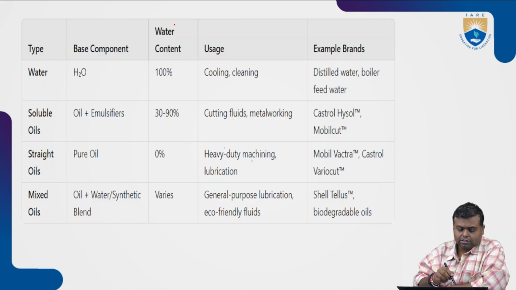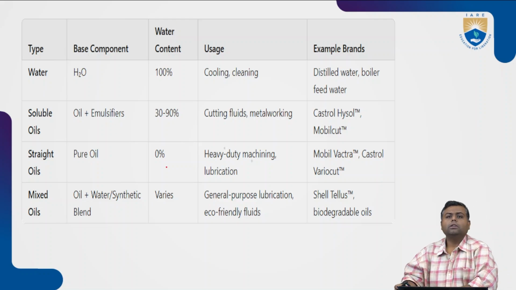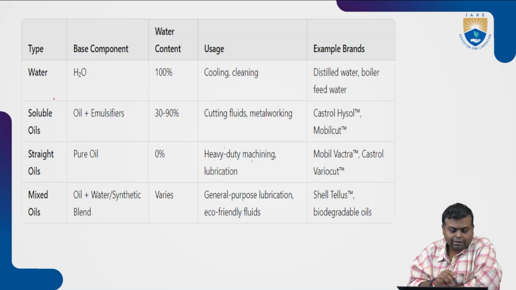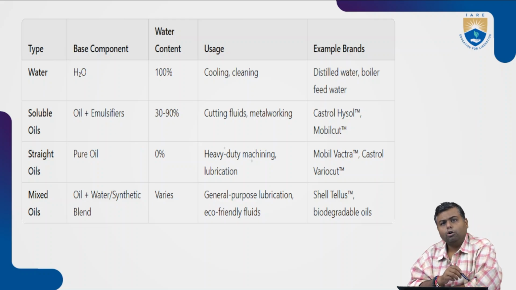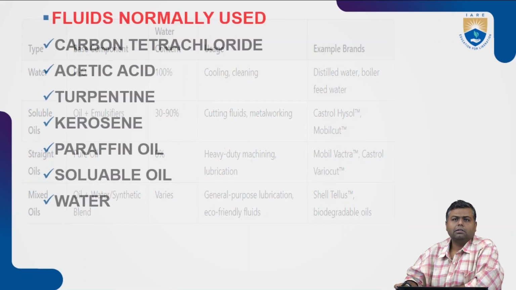So in general, this is the water content. So you can see here water is 100% in water. So 30 to 90% is the addition of water in the soluble oils. Now the straight oils, you have 0% of water because there is no additive in it. Then the mixed oil, maybe it is a soluble or straight oil. Both you can have blending nature.